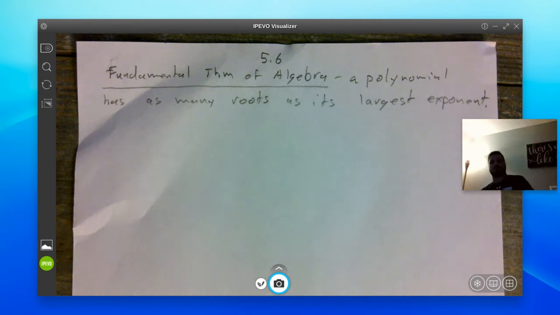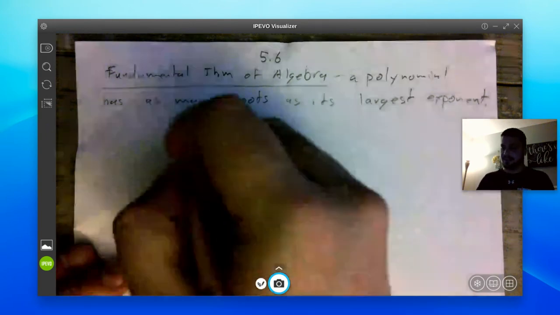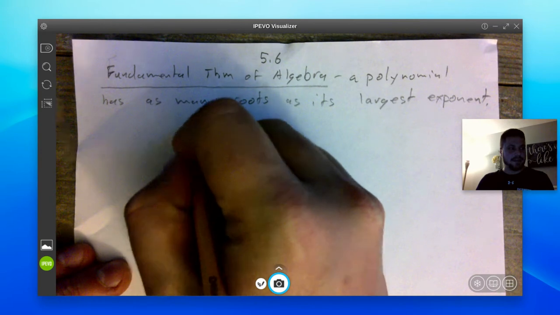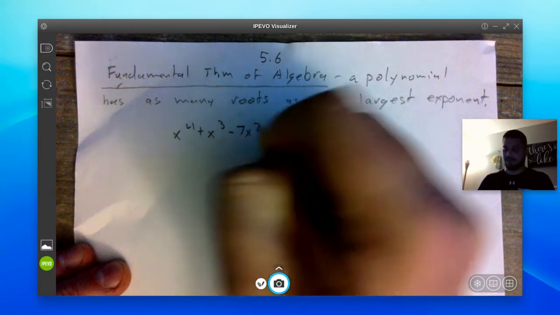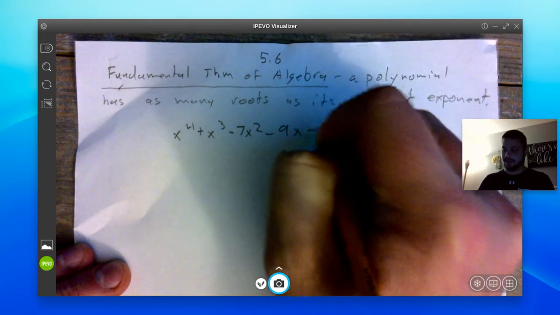Okay. So what we're going to work on now is how do you find the roots or the x-intercepts or the answers or the zeros, all those mean the same thing again, of a problem that we do not have a technique of how to factor it. Okay, so the first problem is going to be this: x to the fourth plus x to the third minus 7x squared minus 9x minus 18.